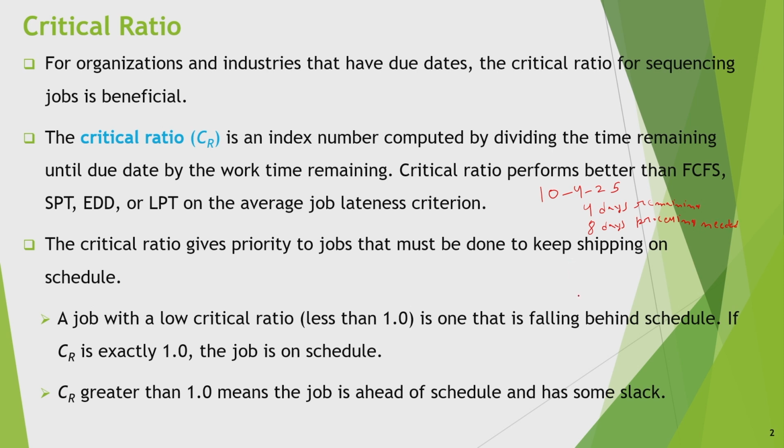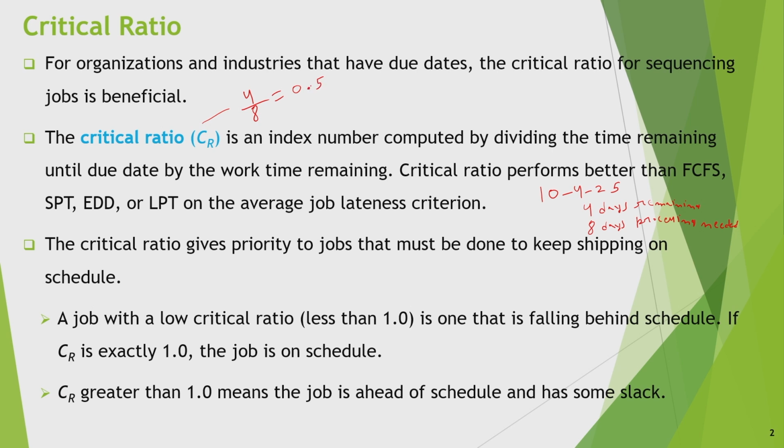So, what you do is 4 divided by 8. Your critical ratio in this case: the time remaining until the due date is only 4 days, but the work time remaining is 8 days. That means the critical ratio is 0.5.